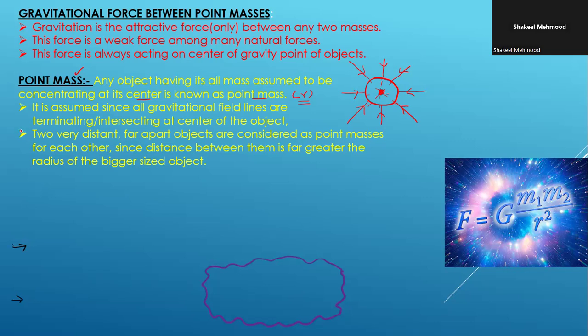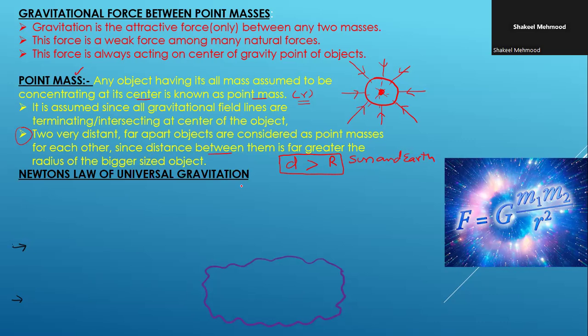One more concept about that is if there are two objects which are far apart from each other, such that the distance between them is greater than the radius of the bigger object, then we say that those are point masses. The example is the Sun and Earth. As both are separated by a distance that is greater than the diameter of the Sun, we say that these two are point masses.